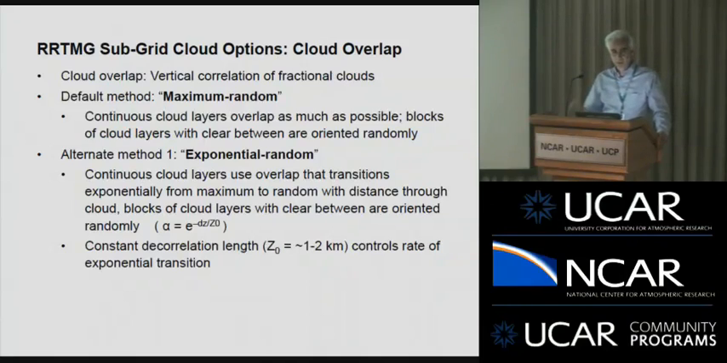Where dz is just the distance from one layer to the next, and z naught is called a decorrelation length. So the smaller dz is, or the closer the layers are together, the closer alpha will go to 1, or the larger z naught is, the more alpha will go to 1, and alpha 1 is maximum overlap. The larger dz is, or the greater spacing between the layers, or the smaller z naught is, alpha will go towards 0, and that will be random overlap. So z naught gives you a way to control the rate at which the exponential decays.